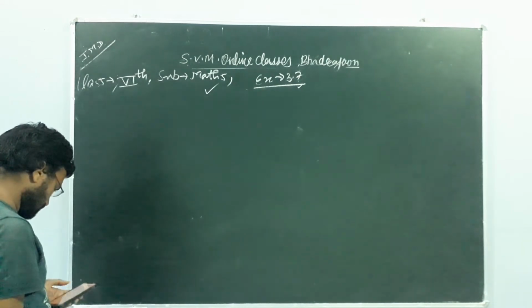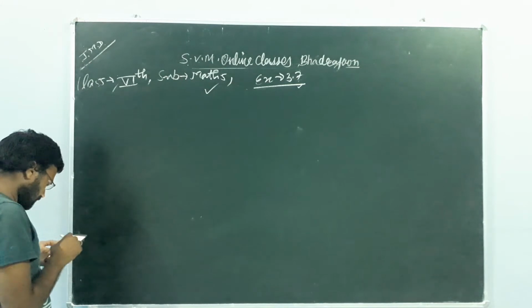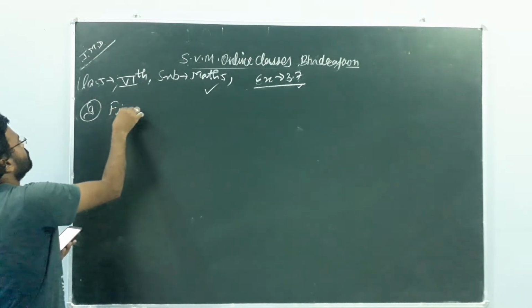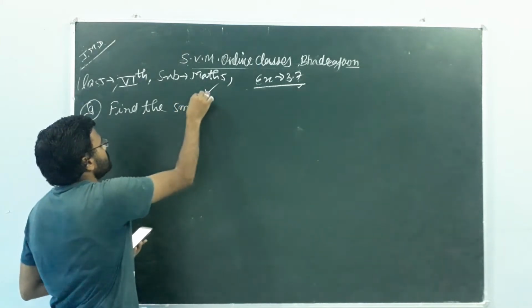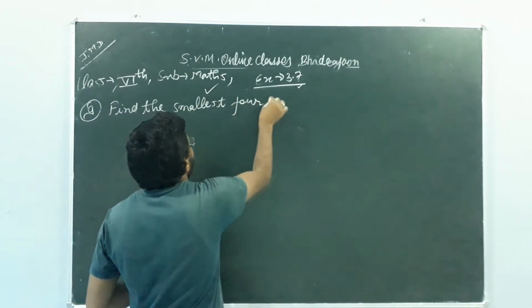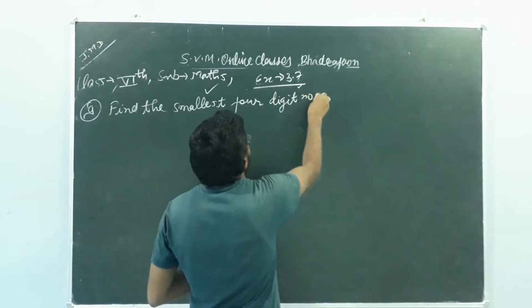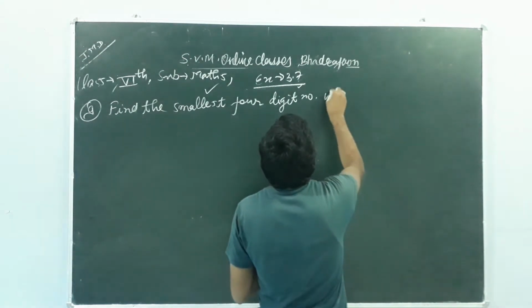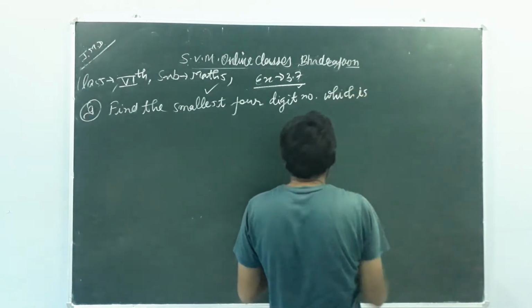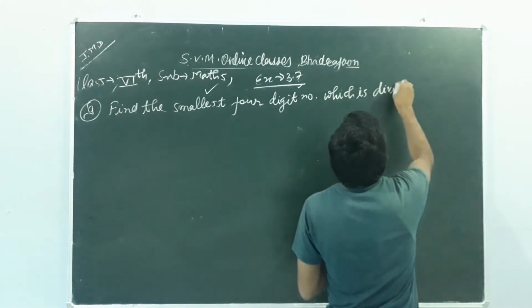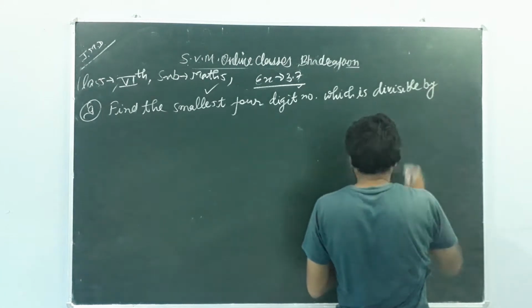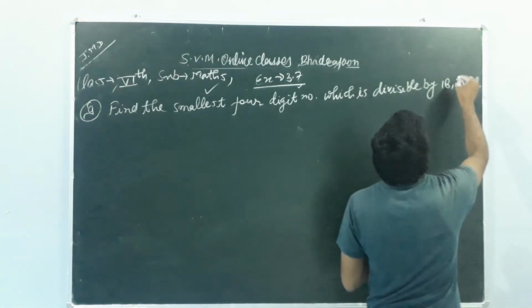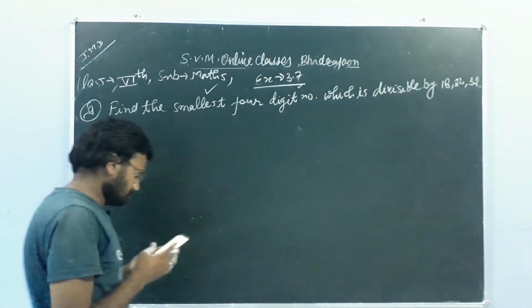What is our question number 9th? Our question number 9th is: find the smallest 4-digit number which is divisible by 18, 24 and 32.